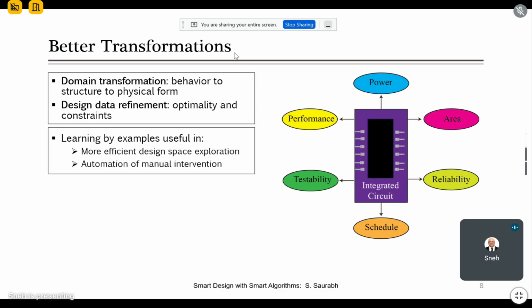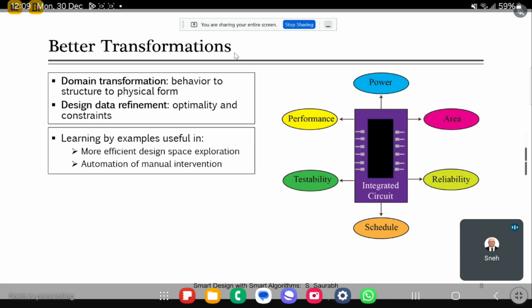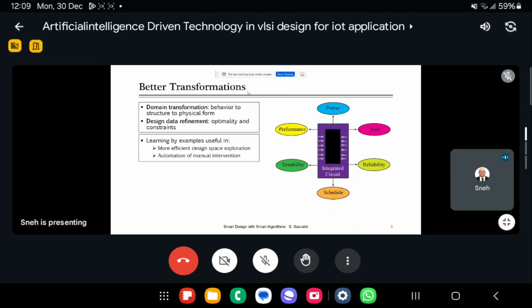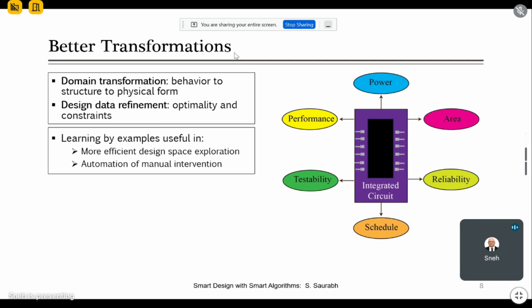Many of these things are currently done manually, right? But with the help of ML technologies, these things can be automated, and automatic design exploration can be done. So this is the third reason why ML technologies can be used in design flows and can improve your design or make your design smarter.